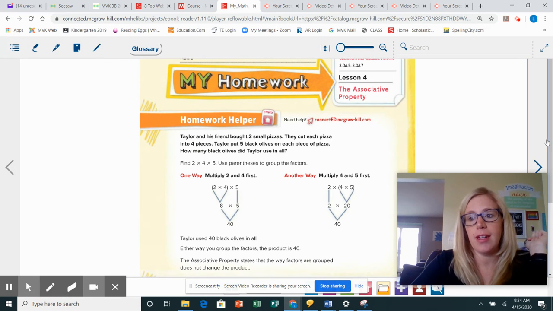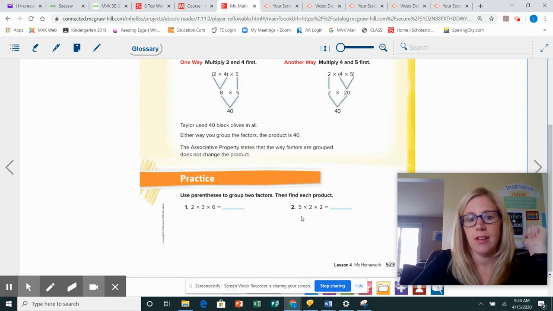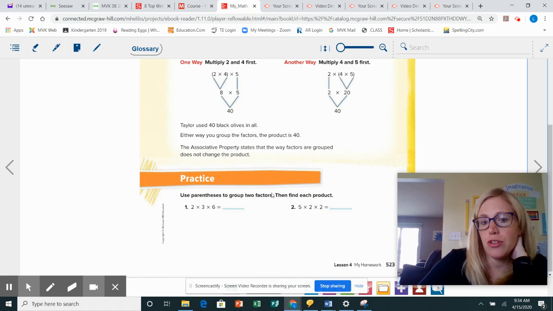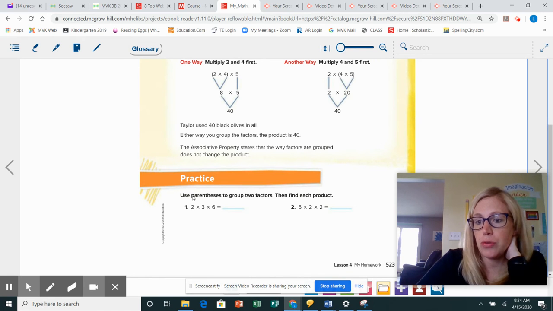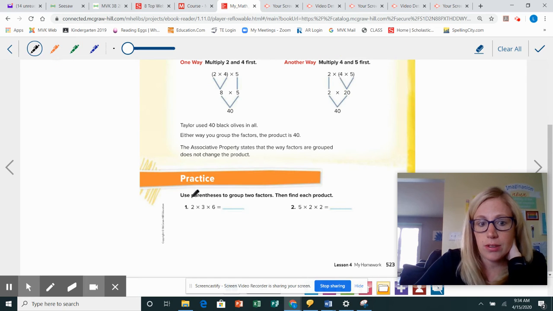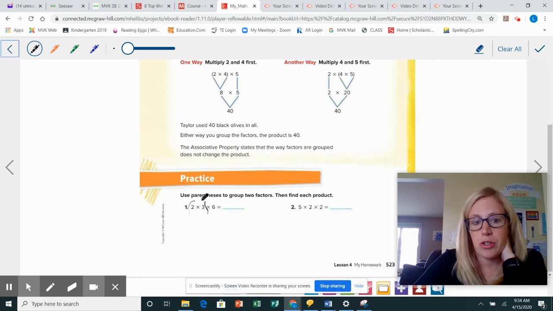Get at that homework and get started on it. Again, it says use the parentheses to group the 2 factors and then find each product. So you show me which ones you're doing first by putting the parentheses on them. So are you going to do 2 times 3 first? Or would you do 3 times 6 first? Okay. Are you going to do 5 times 2 first or 2 times 2 first? It's up to you.